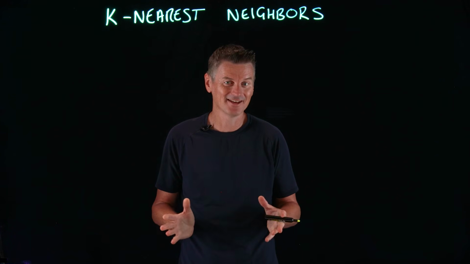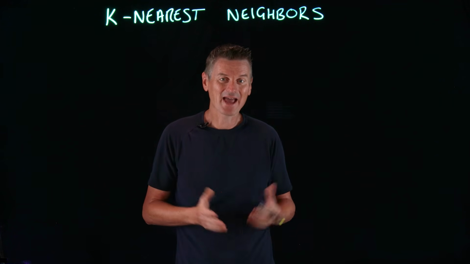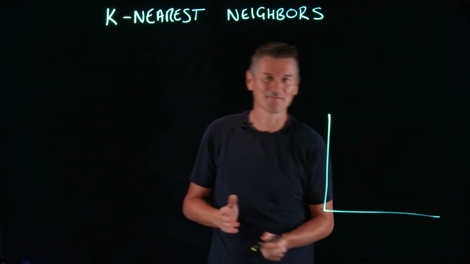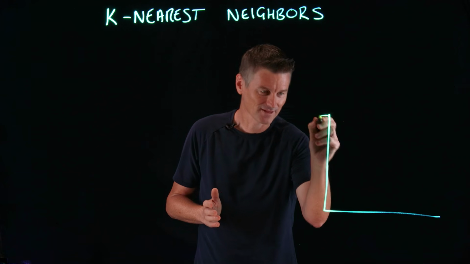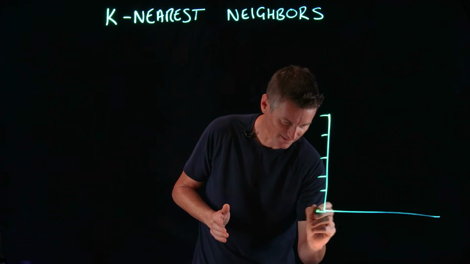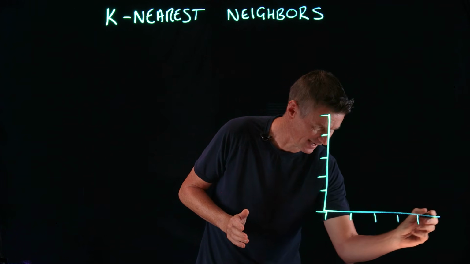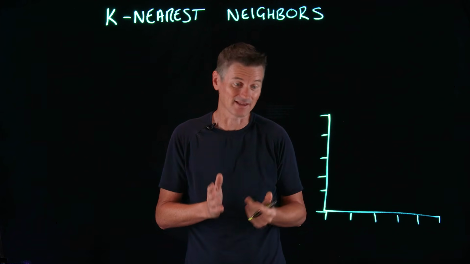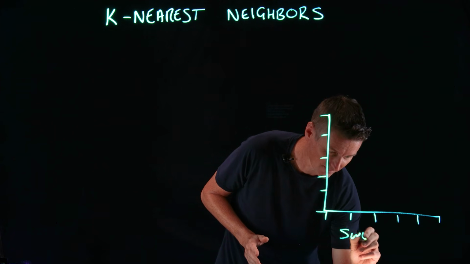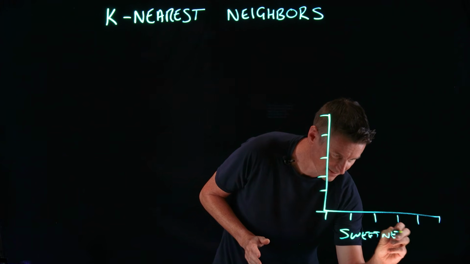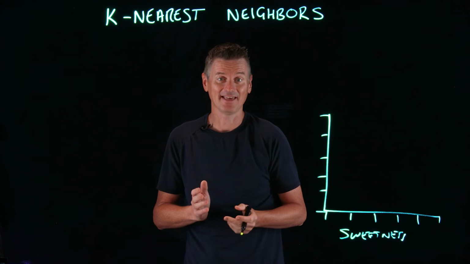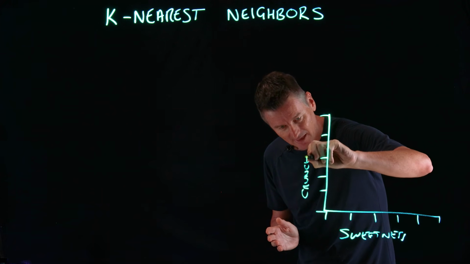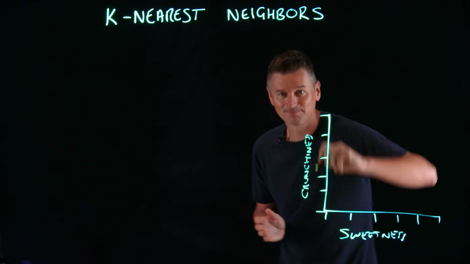So let's consider an example. Imagine we have a data set containing information about different types of fruit. So let's visualize our fruit data set here. Now, we have each fruit categorized by two things. We have it categorized by its sweetness. That's our x-axis here. And then on the y-axis, we are classifying it by its crunchiness.